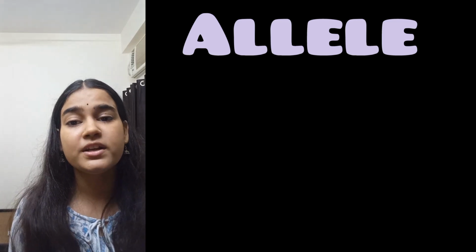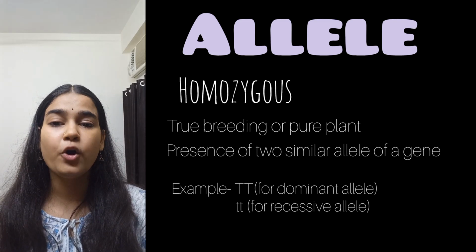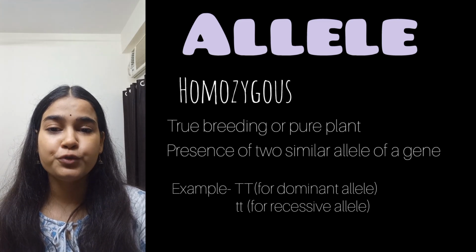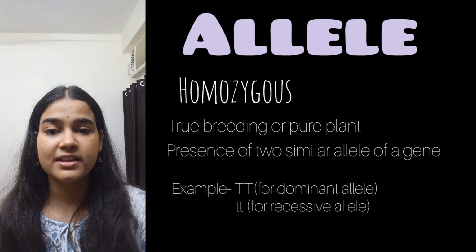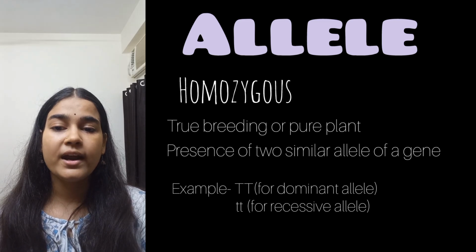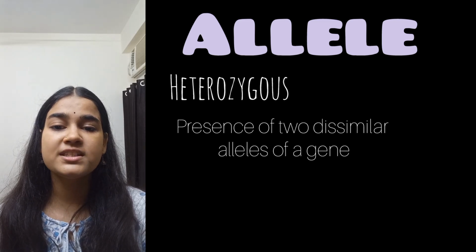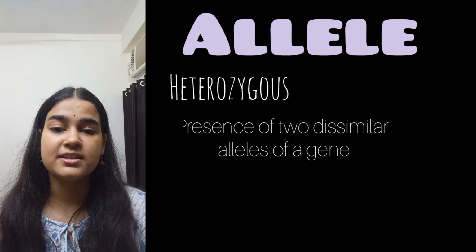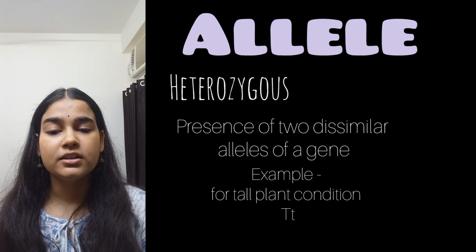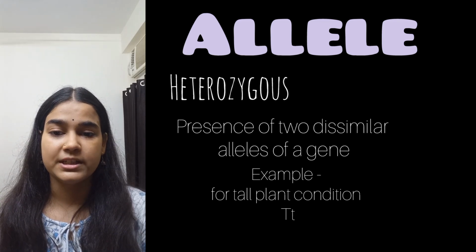Let us understand what is homozygous and heterozygous condition means. Homozygous means true breeding or pure plant. Presence of two similar alleles on a gene describes this. For example, if we consider the character height and the trait tall, we can write it as two capital T letters. And in heterozygous condition, presence of two dissimilar alleles of a gene describes this. We can write the same character and same trait as one capital T and one small t.